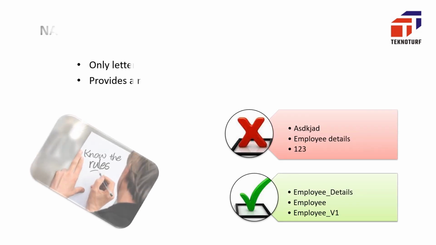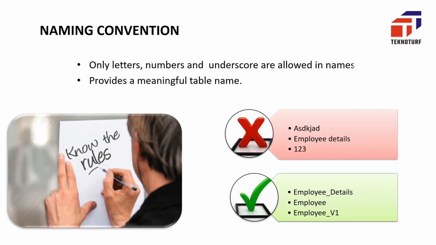To name an identifier, the following rules are to be followed. Only letters, numbers and underscores are allowed in names, but we should start the name of the identifier with a letter. Always provide a meaningful table name. Here are a few examples of valid and invalid names of identifiers.